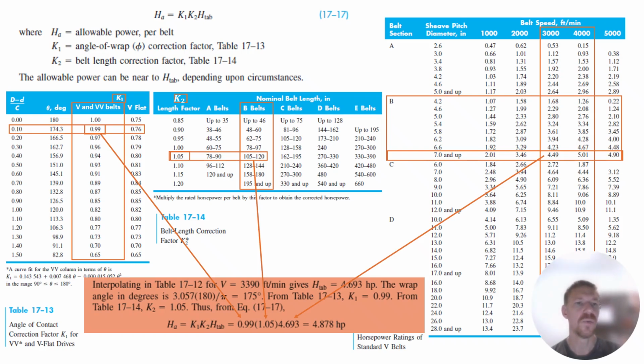Finally, we obtain the K1 value, which is the angle of contact correction factor. We have to use that because our two sheaves are two different sizes. And there's two ways to read that table. On the far left, you have D minus d, so the size difference between the two divided by the center distance, or theta, the angle of wrap, which we've already calculated. We got it in radians, so convert that to degrees. 3.057 radians is 175 degrees, and so that gives us a K1 value for V and VV belts. Ours is a V-shaped belt, so 0.99. That's not going to make a big difference, because our sheaves are not immensely different in size from one another.